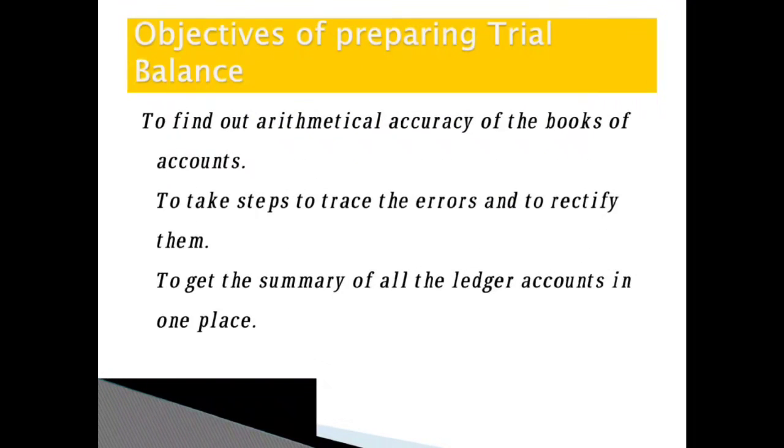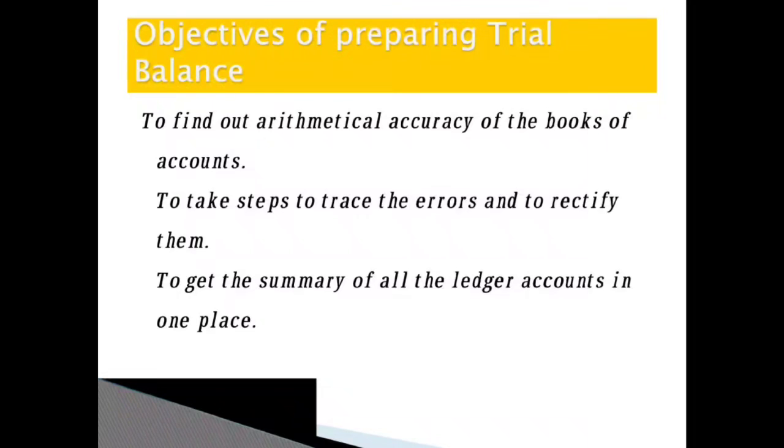Next, what are the objectives of preparing this trial balance? Because for everything there will be an objective, right? Then what may be the objectives why we prepare our trial balance? First one, to find out the arithmetical accuracy of books of accounts. How are we going to find this out? When you transfer all your ledger balances to your trial balance, both should tally. Your debit total should be equal to your credit total. Only then are the accounts you have prepared fair, true and accurate.